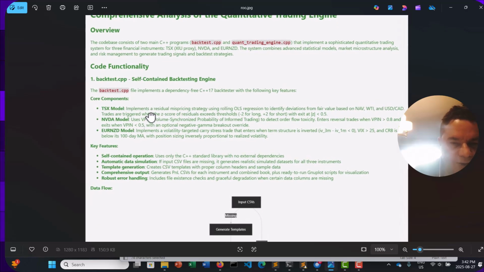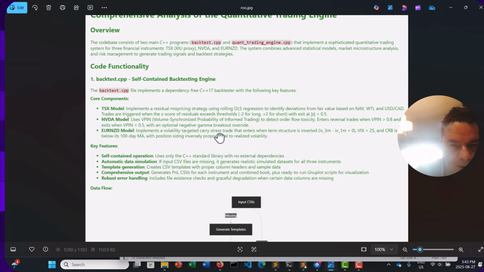Wow. Okay, so this is what it's doing for TSX. Residual micro mispricing strategy using OLS regression, identify deviation from fair value with NAV, all that. Trigger with Z-score residual thresholds. Again, we know about the trigger points. The Nvidia model, VPIN, next short order flow toxicity, enters reversal trades when VPIN is greater than this and exits when it's less than that, with optional negative gamma breakout override.